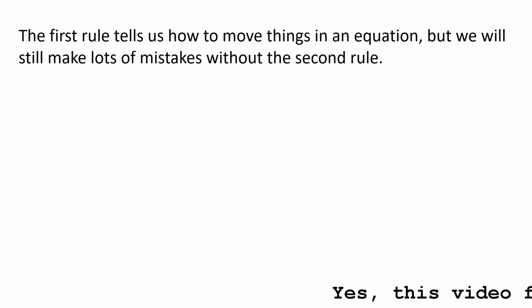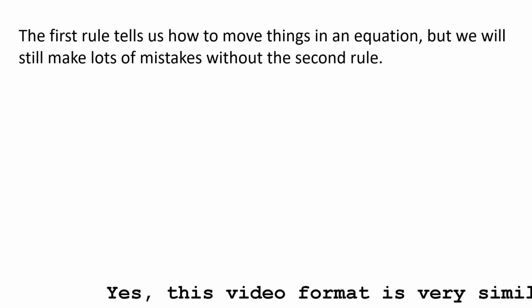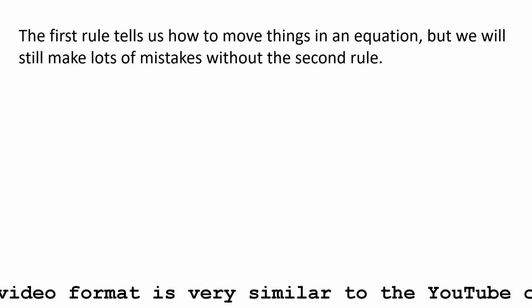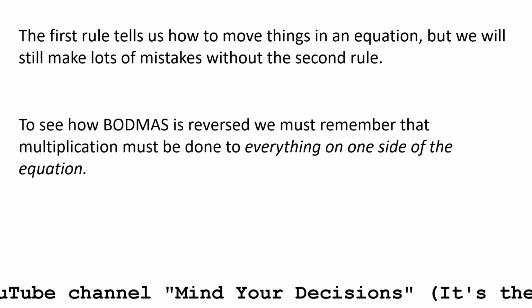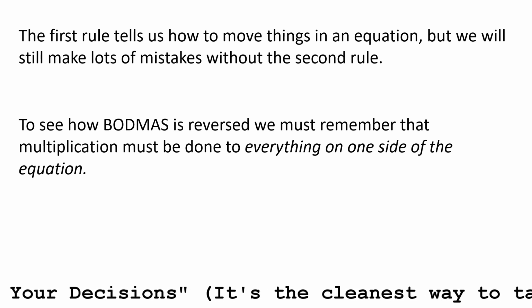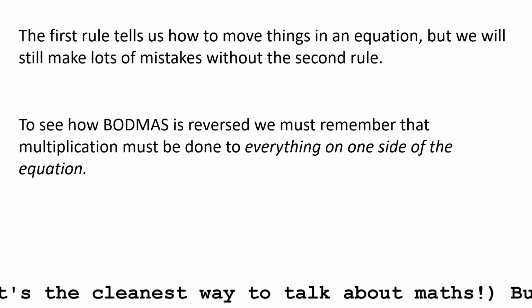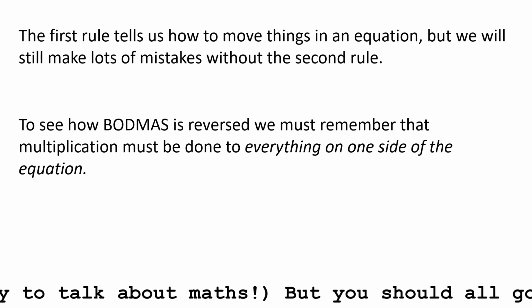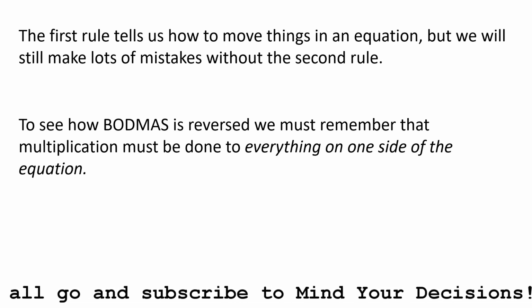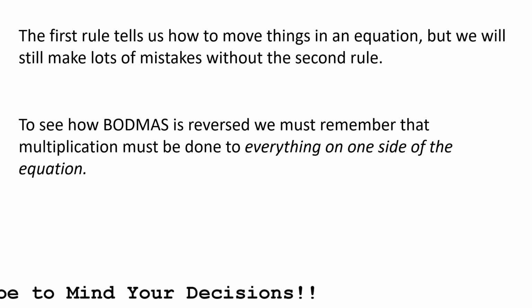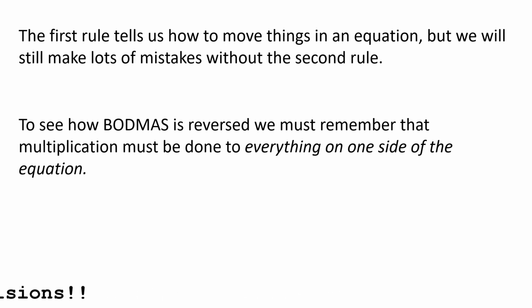So the first rule told us how to move things in an equation, but we will still make lots of mistakes without the second rule. To see how BODMAS is reversed, we must remember that multiplication must be done to everything on each side of the equation. What do we mean by everything? Well, let's look at an example.